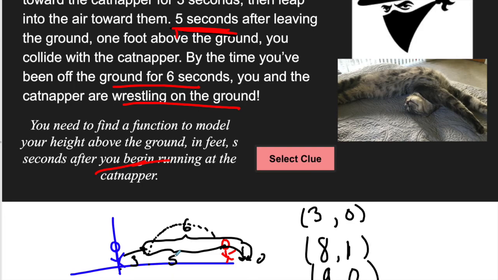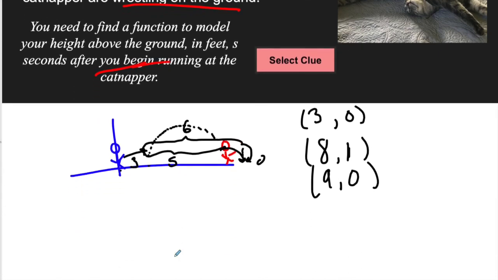So think about the situation, and I'm actually going to get up so I can visualize it. I'm running for 3. I'm about to jump. I'm at 3, 0. I jump in the air. I collide. I'm right above him. I hit him at 8, 1. We go down, hit the ground, and we're wrestling, and now it's at 9, 0. So think about that in your head. Think about why that makes sense.